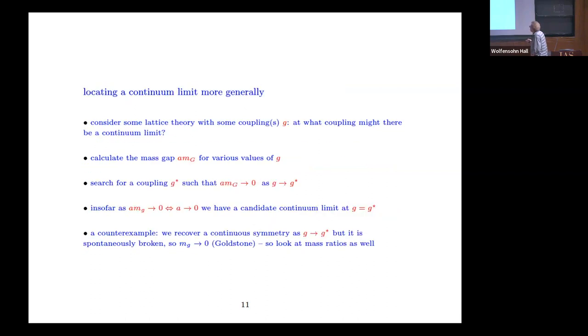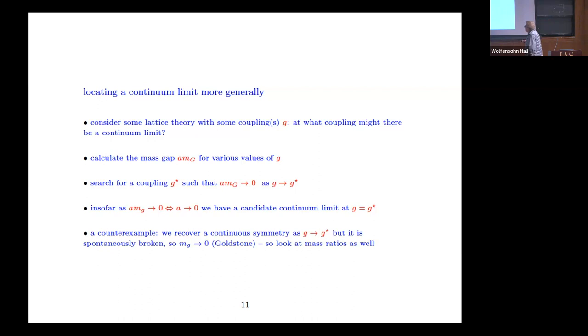Okay. Now, when we talk about locating a continuum limit, this is an aside. I want to stop for a moment. I talked about how you can locate the continuum limit of SU(N) gauge theories because asymptotic freedom tells you that beta is at infinity for the continuum limit, because it goes like 1 over g squared and g squared goes to 0 in the continuum limit. So what about more generally? Suppose you have a lattice theory with some coupling G, in general many couplings, but I will just write one for brevity.